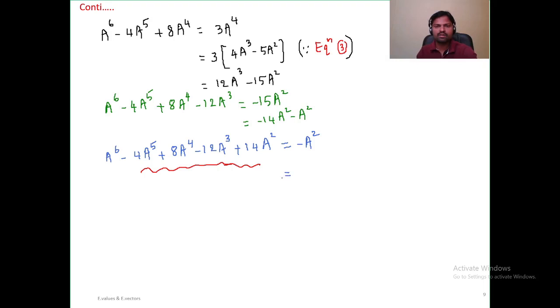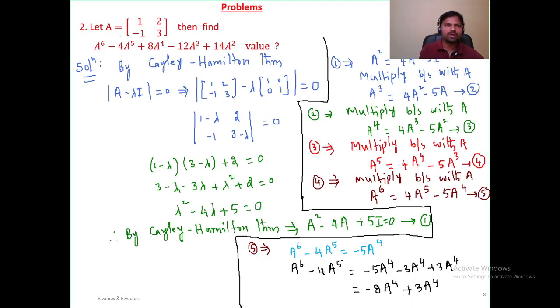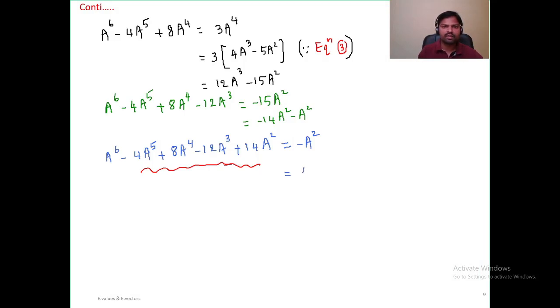Or simply, if you want you can substitute back what a square is. So a square is nothing but, use any of the equations. A square means again you have to multiply, that is not required. Let us call this one star, Roman number 1. Look at equation Roman number 1. A square value is 4a minus 5i, so a square equals 4a minus 5i, using equation number 1.